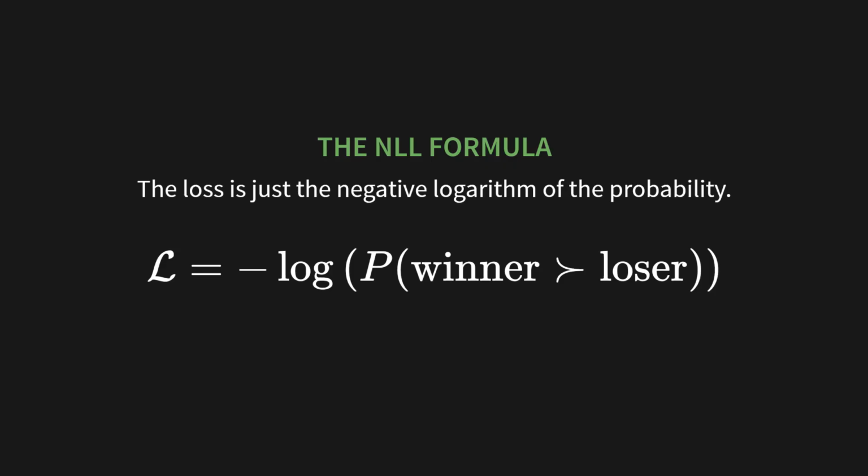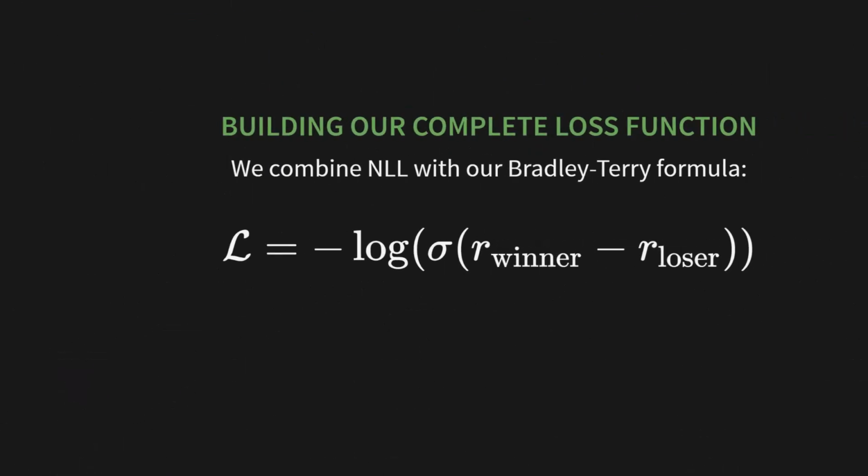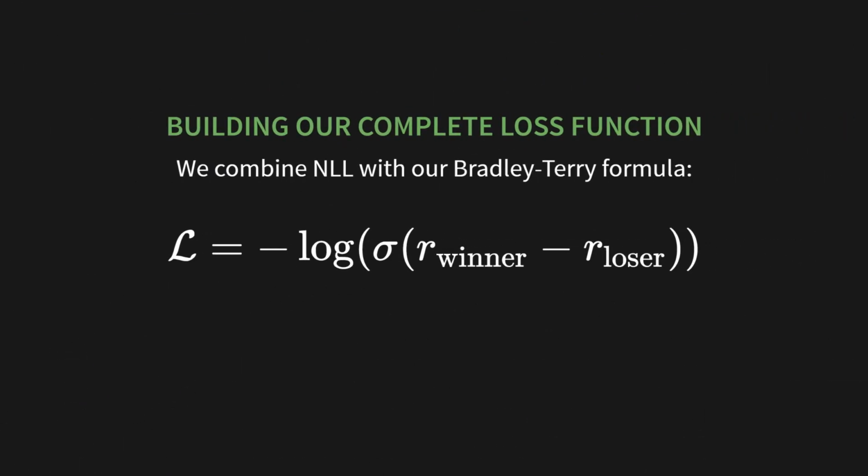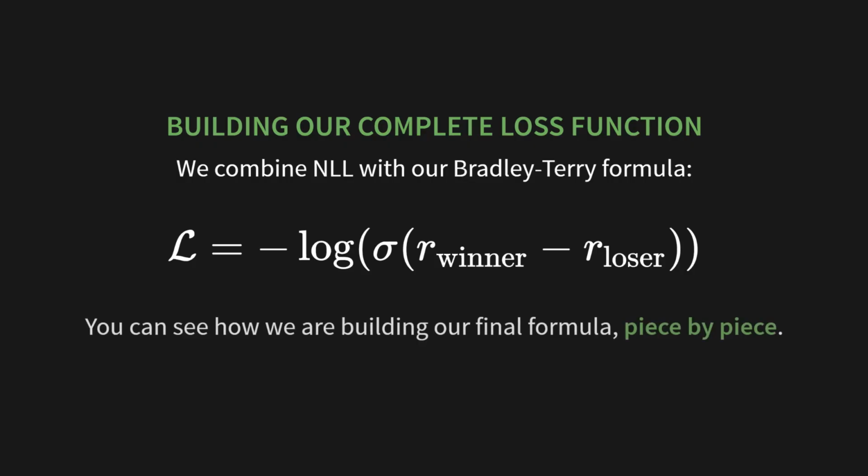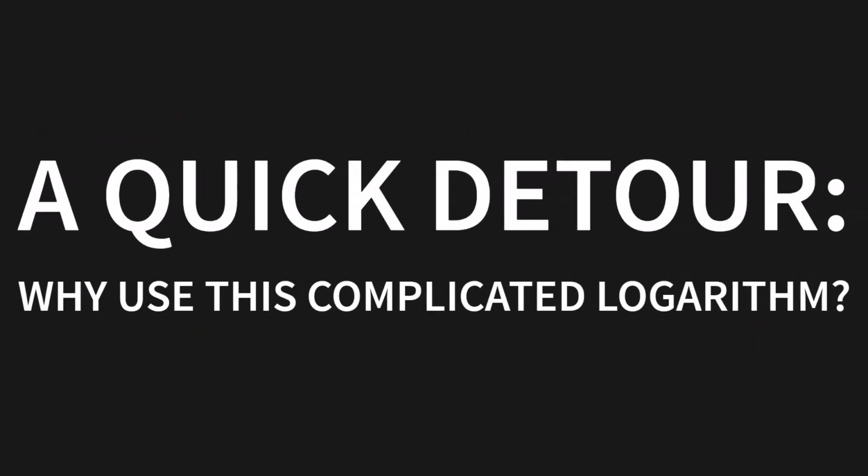That's it. The loss, which we call L, is negative log of the probability that the winner is preferred over the loser. So now we can start building our complete loss function. We just combine the NLL we just learned with our Bradley-Terry formula from before. You can see how we're building our final formula piece by piece. The loss is negative log of sigma of the winner's rating minus the loser's rating. It all fits together. But let's take a quick detour.